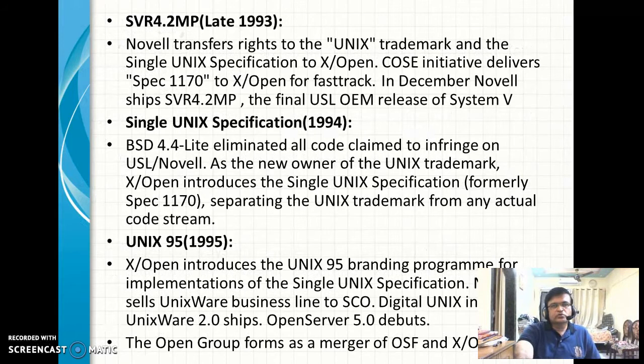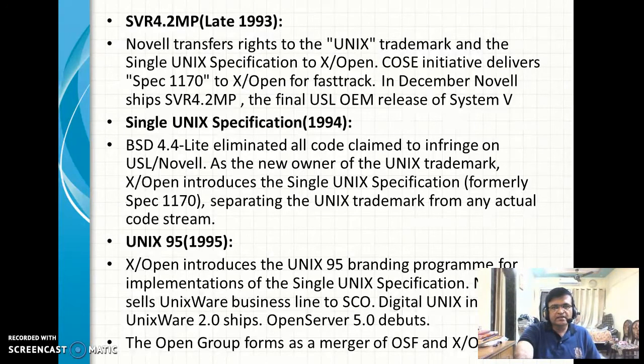Novell transfers rights to the Unix trademark and the Single Unix Specification to X/Open in 1993. Core Initiatives delivers Spec 1170 to X/Open for fast track. In December, Novell ships S5R4.2 MP, the final USL OEM release of System 5. BSD 4.4 Lite eliminated all code claimed to infringe on USL, with Novell as the new owner of the Unix trademark.